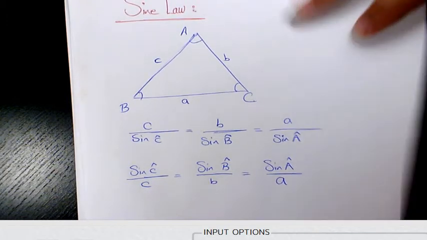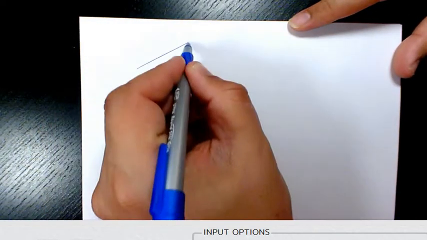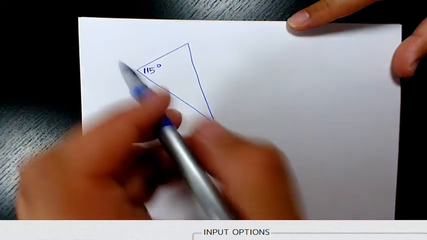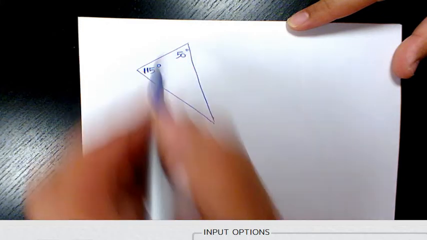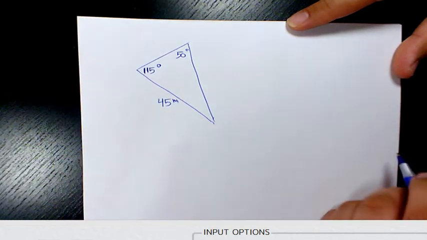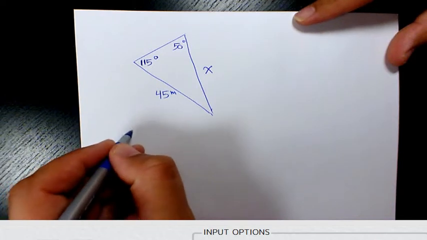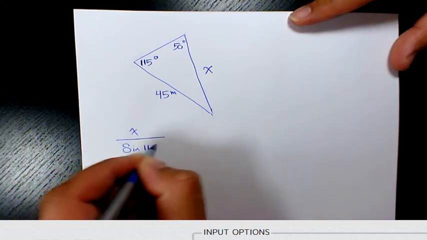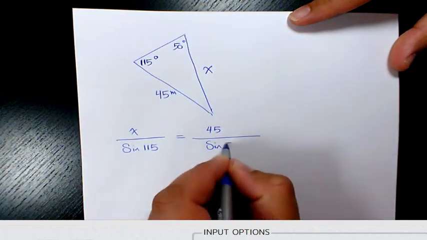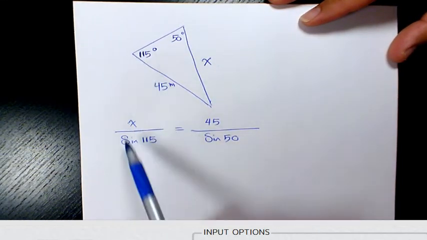Let's see some examples. We have this triangle like this. That's 115 degrees. We have 50 degrees. And we have 45 meters. We want to find out this length in here. So obviously we need to use sine law. I'm going to say x divided by sine 115 equals 45 over the opposite angle, sine 50. The missing length is x, so the angle opposite to that is 115.